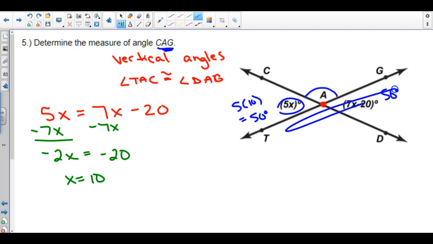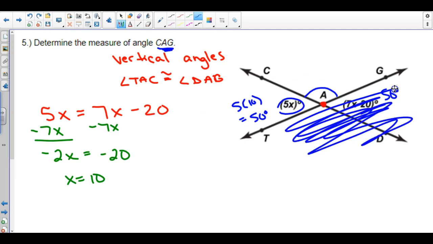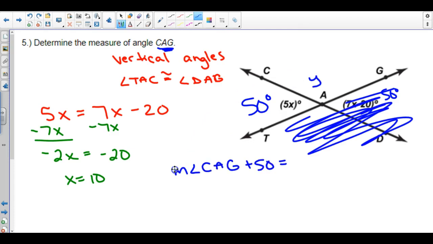So what I want to do is not even focus on the bottom half of the diagram right now. If I know that this angle right here is 50 degrees, these two angles are supplementary. So this one, CAG, just for the sake of argument, I'm going to call Y. I know that 50 and the Y value that I just made up are going to add up to 180 because they are a linear pair, they are adjacent, they are supplementary. So the measure of angle CAG plus 50 equals 180 degrees. That tells me that the measure of angle CAG equals 130 degrees.